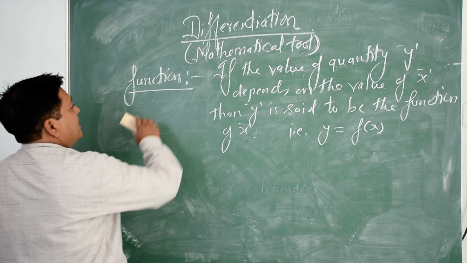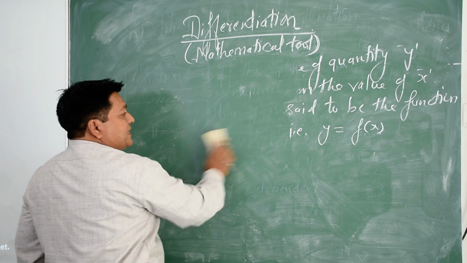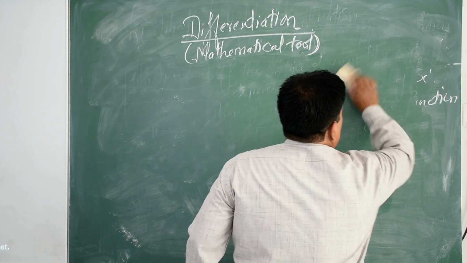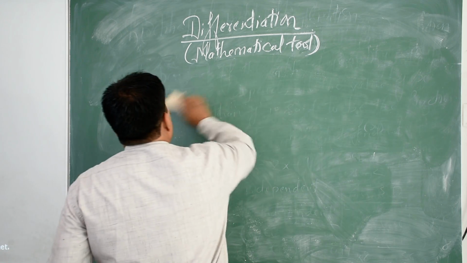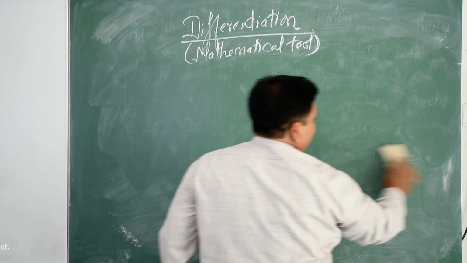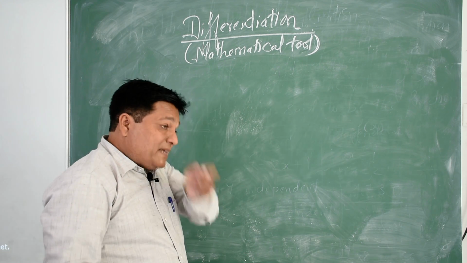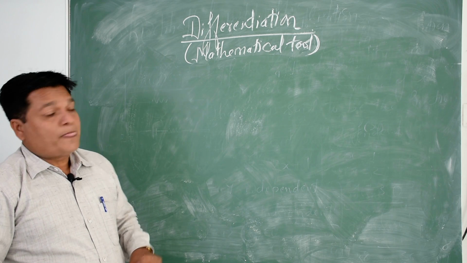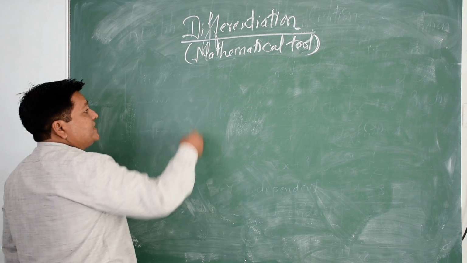What do we understand by differentiation? Differentiation tells us that the change in one quantity depends on the change in another quantity. How closely the change of one quantity depends on the other. It means that the change in one quantity with respect to another quantity is said to be the differentiation, actually. What do we see here?